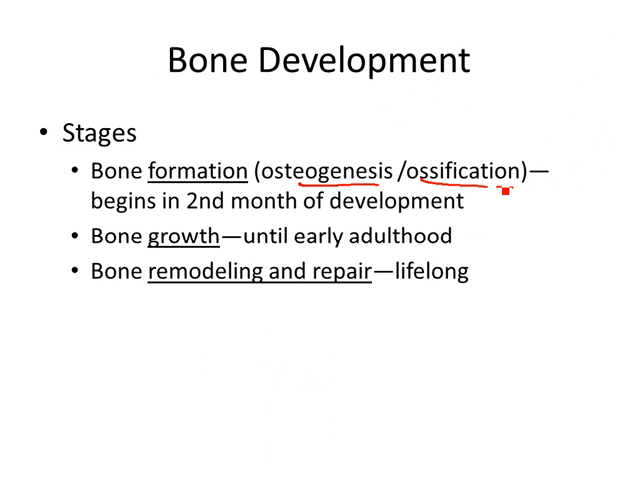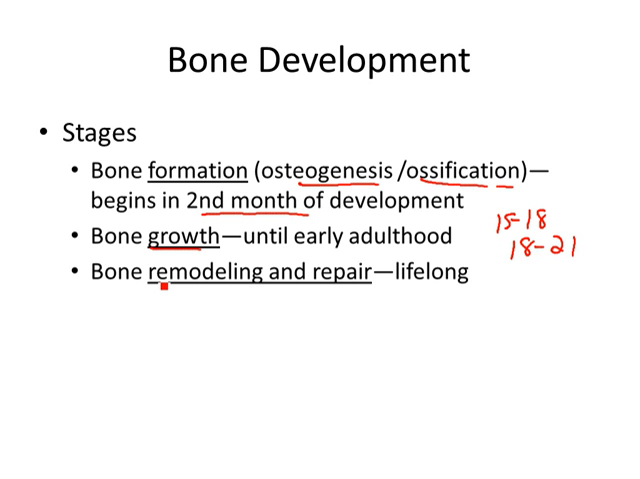And this begins in the 2nd month of development, not after you're born. I'm talking about in utero. So 2nd month in utero, you start to see the bones form. Your bones grow until early adulthood, so through puberty. In females, bone growth ceases somewhere between 15 and 18. And in males, somewhere between 18 and 21, you're fully grown. So there's no more bone growth after that.